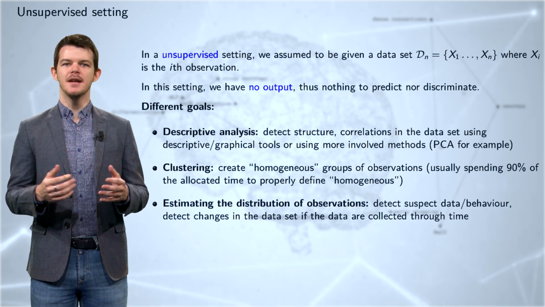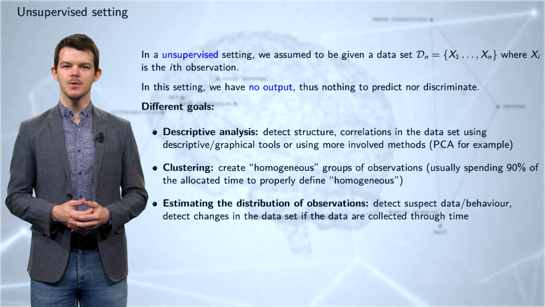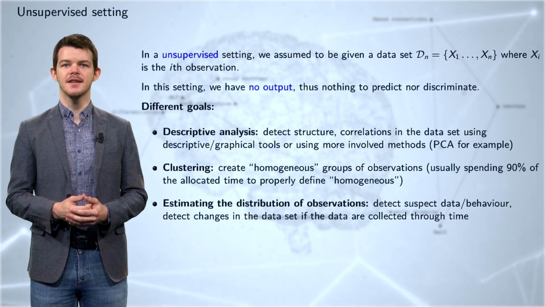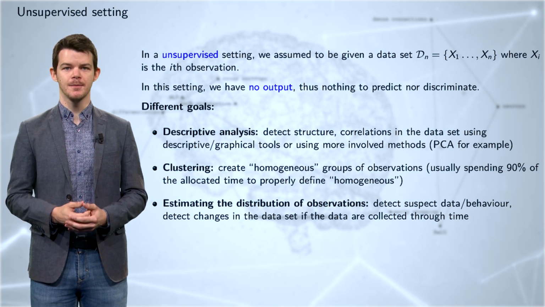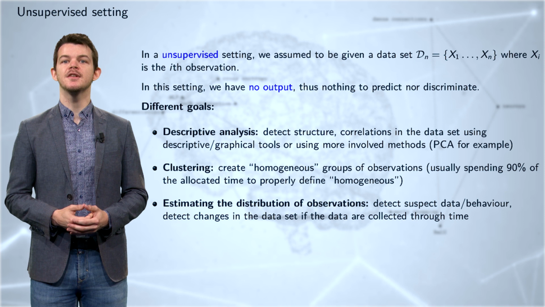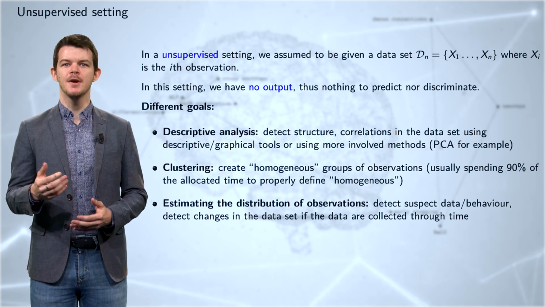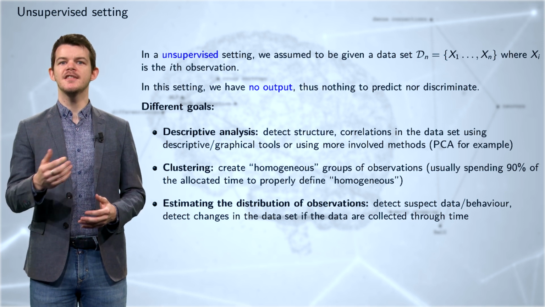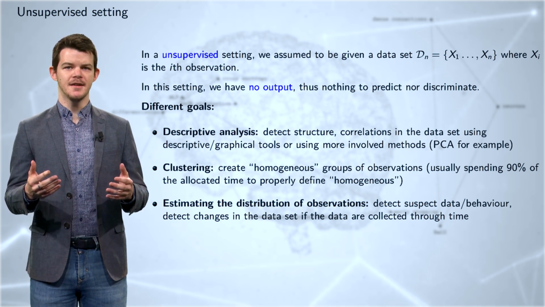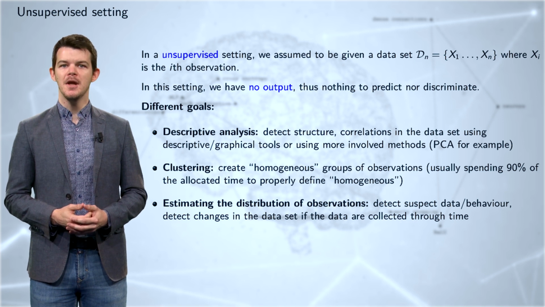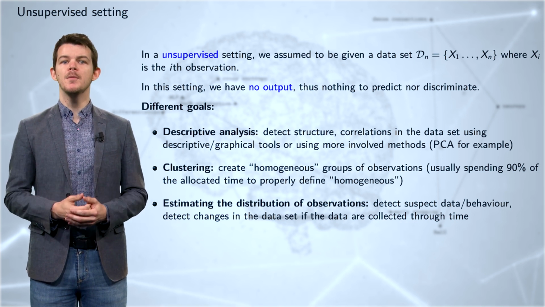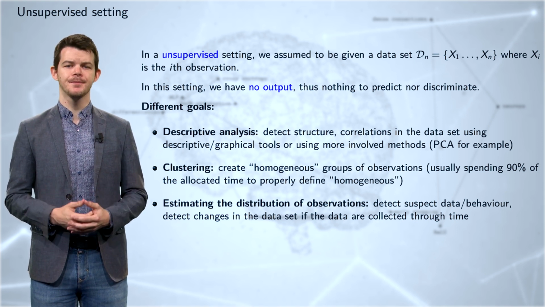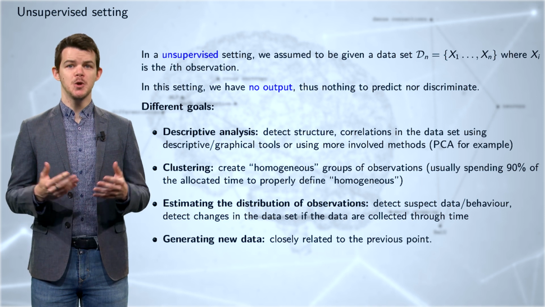You can estimate the distribution of observations to detect suspect data or suspect behavior, detect changes in the data set if the data are collected through time. Indeed, if you estimate the distribution of observations, it may help you to detect data that are far from the average that you can investigate afterwards. These data, often called outliers, may be legitimate or may result from measurement errors, data collection errors, which need to be corrected. You can also generate new data.